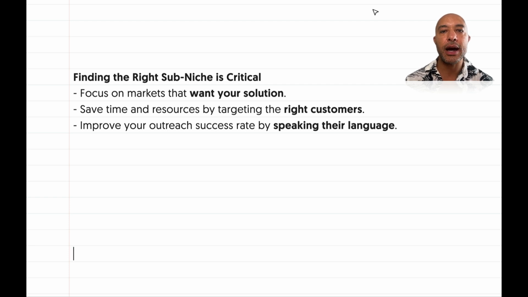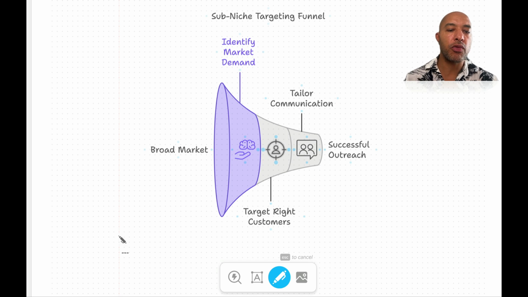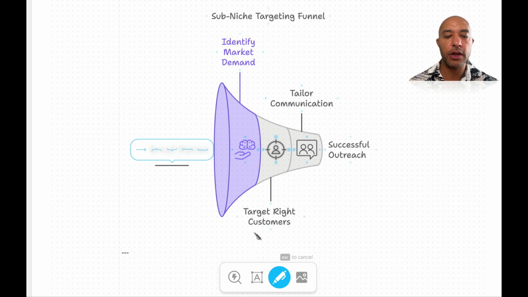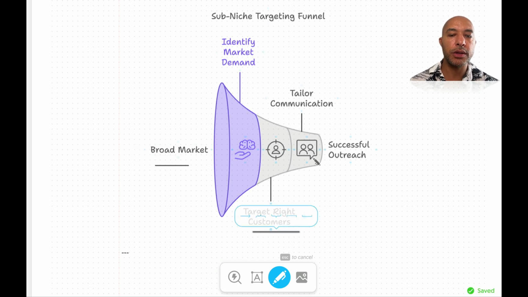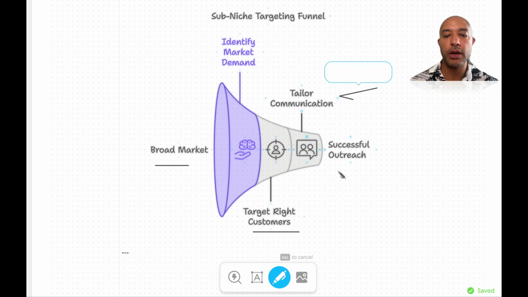So to improve your outreach success, you want to speak their language. And to do that, you really need to narrow down into their specific subdomain or niche, if you will. So here's how it looks. You have a broad market right here, and then you want to niche down within the funnel to find the target market that you want to reach out to. And then you want to tailor your communication directly to this target market, and that's going to ensure that you're going to have more success in your outreach messaging.